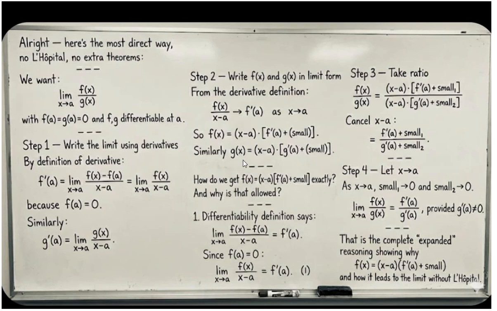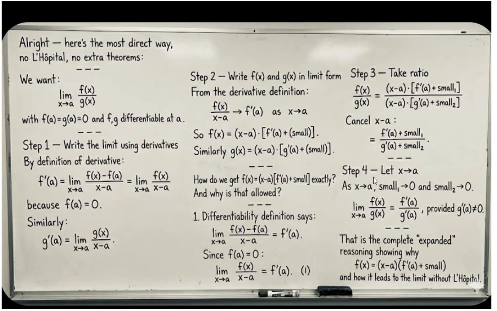Okay, similarly you can write g of x is equal to x minus a into g dash of a plus a small error. Now, this is the same thing we defined here. Therefore, we can rewrite f of x divided by g of x as x minus a times f dash of a plus small error, divided by x minus a times g dash of a plus small error.